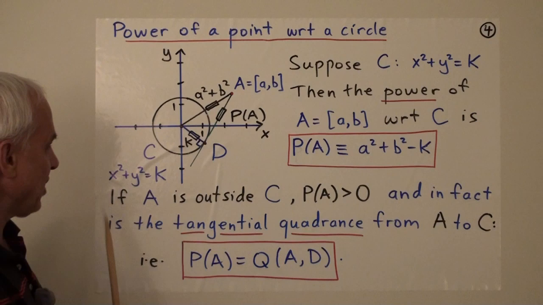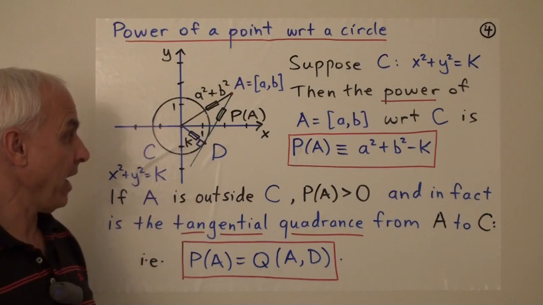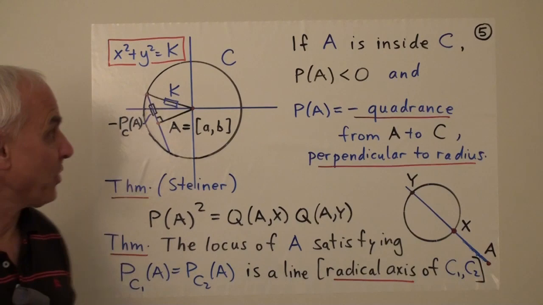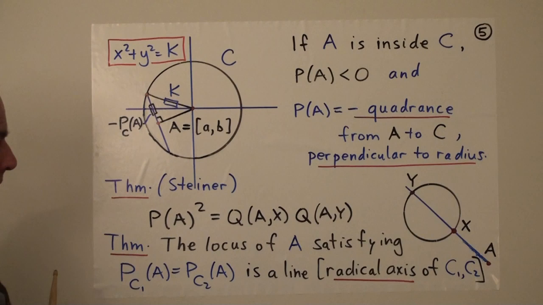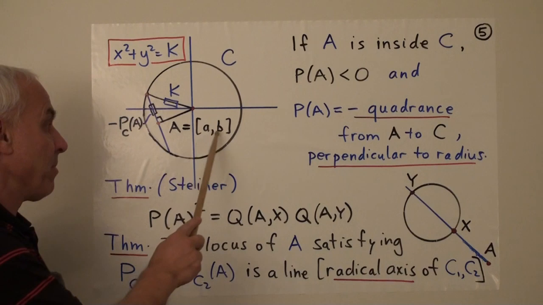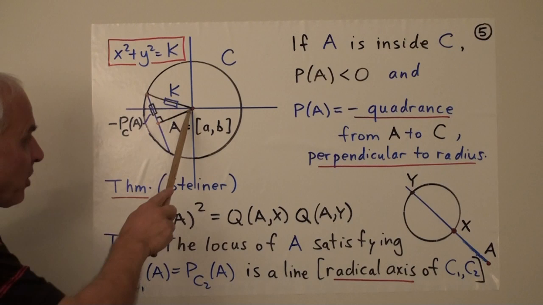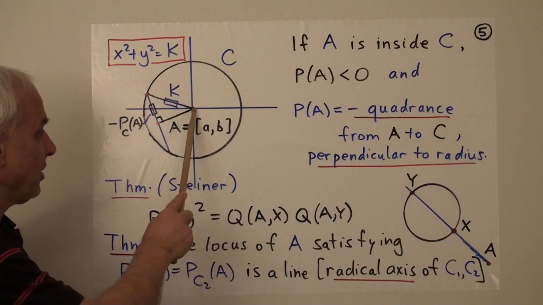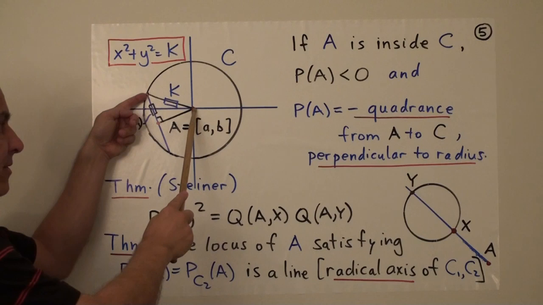All right, so we've made this observation that if A is outside C, then this power is positive. And in fact, it's actually this tangential quadrance. Let's have a look at what happens when the point A is inside the circle, as it is in this diagram. Well, in that case, a squared plus b squared will be less than k. So if we take a squared plus b squared minus k, we're going to get something that's negative. Because a squared plus b squared is that quadrance from the center of the circle, which we're still thinking of as the origin, to the point A, while k is the quadrance of the circle itself. So k will be bigger than a squared plus b squared.